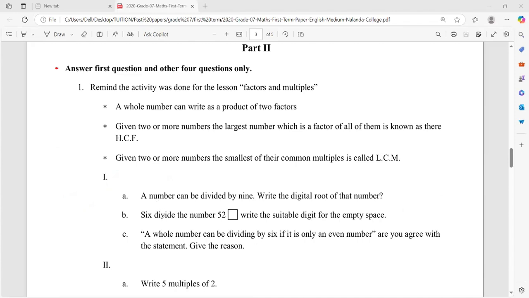And in part C, a whole number can be divided by 6 only if it is an even number. So there's a problem here. You have been asked, do you agree with the statement? Give the reasons. A whole number can be divided by 6 only if it is an even number. Yes, we can agree. So you can write yes.